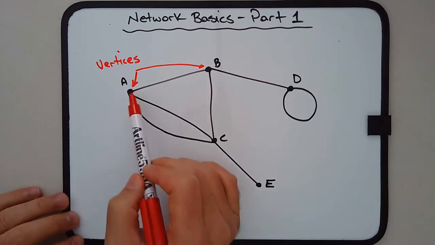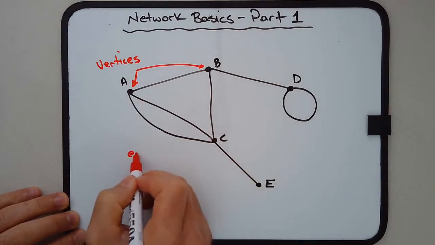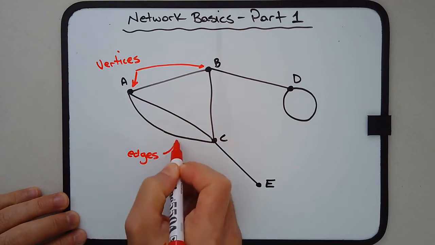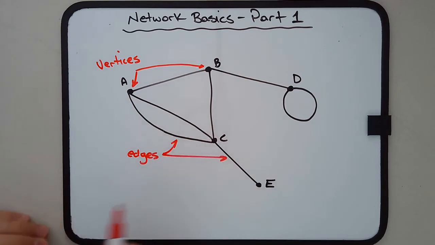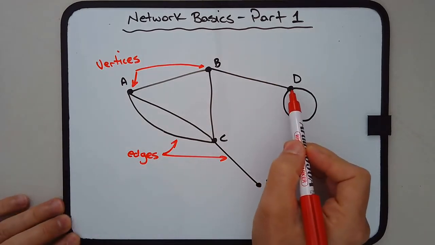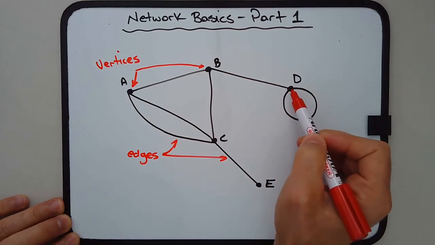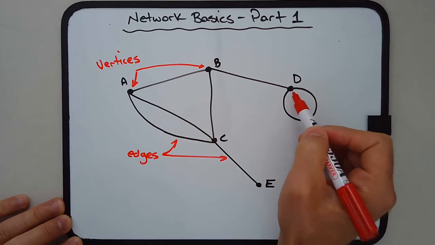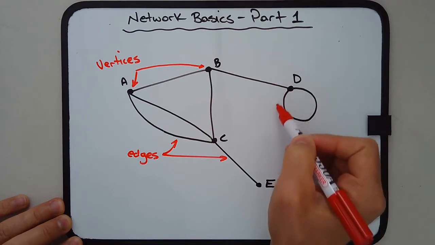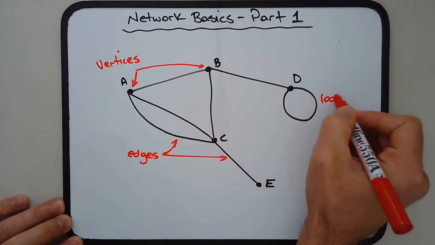So these lines that join the vertices are called edges. Again, there are other names that we can call them, but we're just going to focus on the more common terminology. So vertices are linked with edges. Notice here at vertex D, it seems to be like a road that leads back to itself. So it's almost like this could be town D, and traveling along this edge, you come back to where you started. This is called a loop.